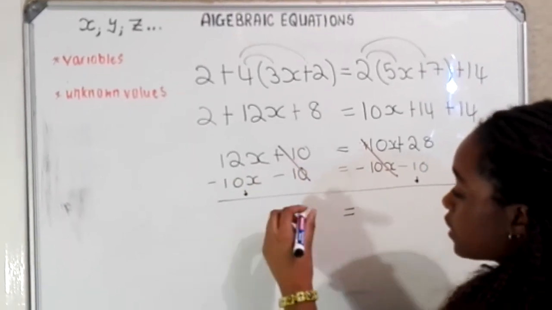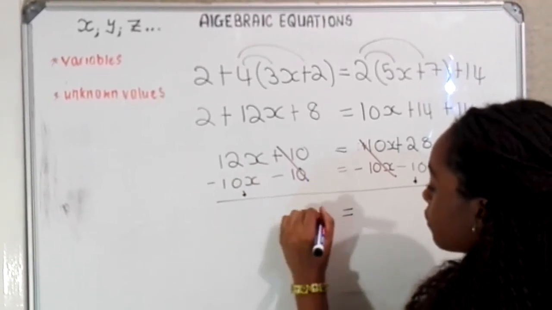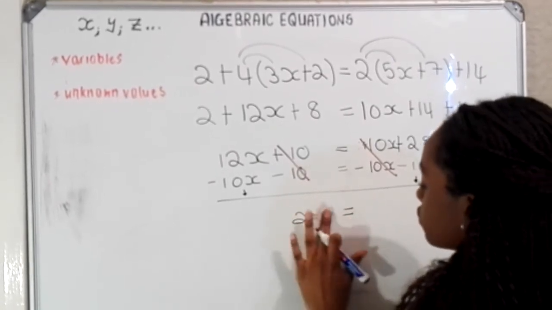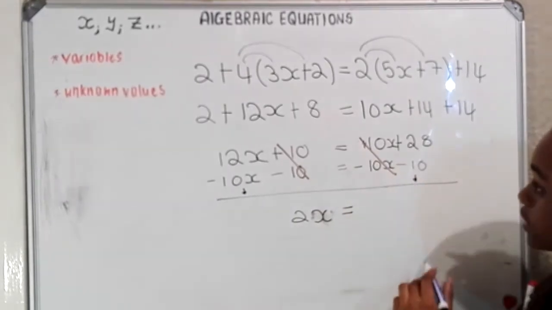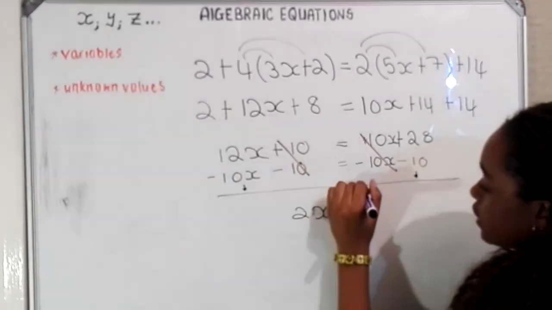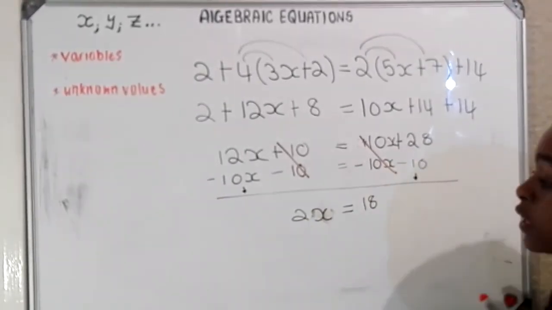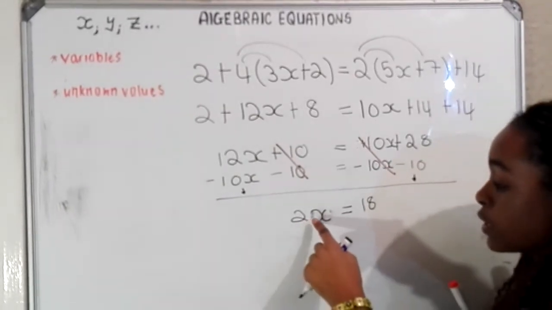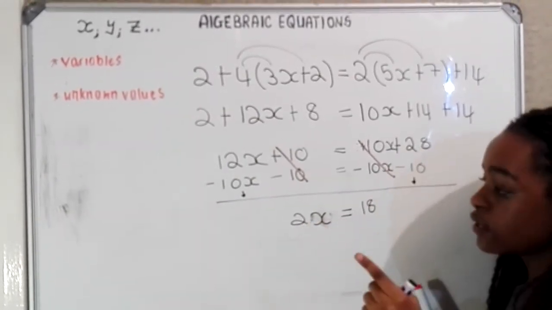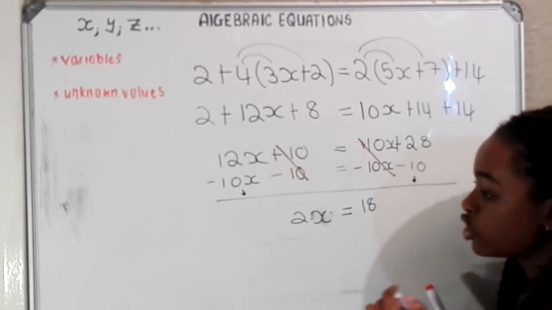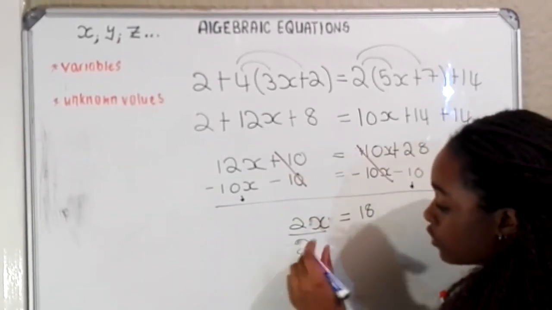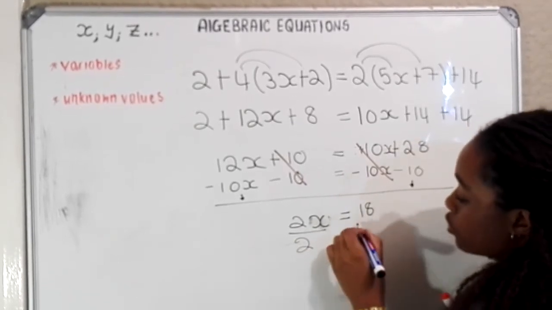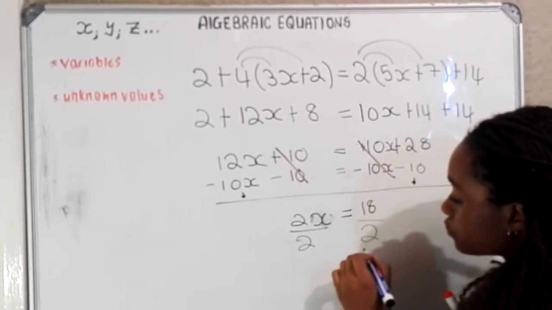So you'll have 12x minus 10x is going to give you an answer of 2x, okay? It's going to give you an answer of 2x. 28 minus 10 is going to give you an answer of 18, okay? Now, 2 is multiplied by x. The inverse operation of multiplication is division, so we're going to divide by 2. Whatever you do on this side, you must do on this side as well. So we'll divide by 2 over here.